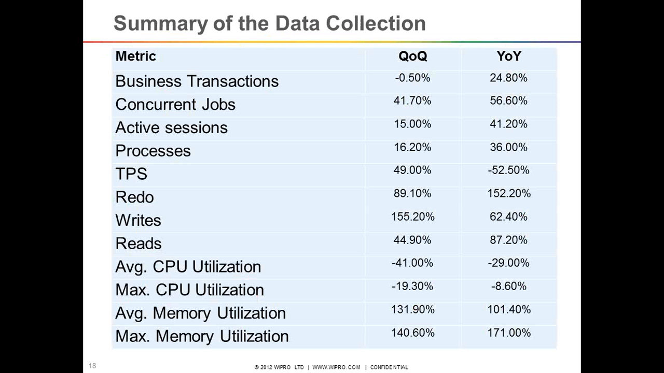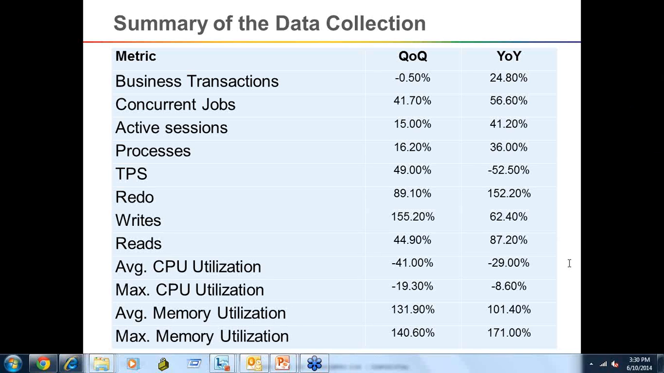We are able to see business transactions are growing, not quarter on quarter, but concurrent jobs are growing, active sessions are growing on the server, processes are growing, transactions per second are growing, redos are growing, so that we are able to see an apples-to-apples comparison. That is the net output of the whole exercise, and that is a major point I wanted to bring into focus today.